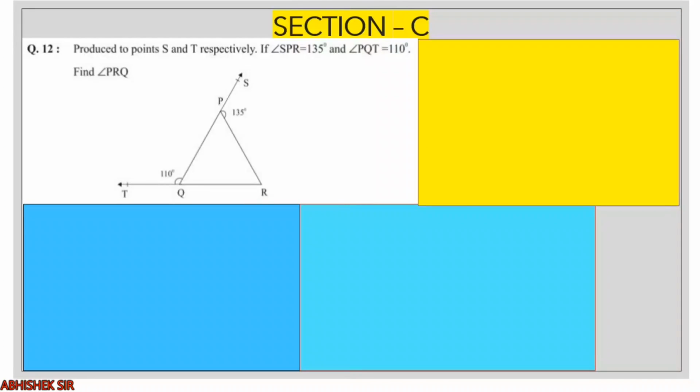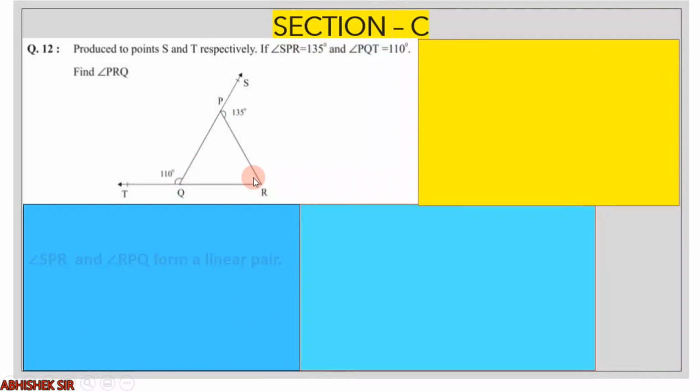This figure is given in which the information is that angle SPR is 135 degrees and PQT is 110 degrees. We have to find out PRQ. So the trick is that out of these three angles of triangle PQR, two external angles are given and one internal angle has been asked. So what we will do, we will apply the linear pair formula for this.